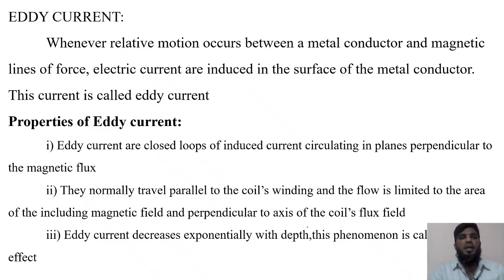Okay. So eddy current appears when there is a relative motion between the metal conductor and the magnetic lines of force. For example, if you take a metal conductor and there is a magnetic field around some permanent magnet, and you bring the electric conductor into the magnetic field and away from the magnetic field, into and away, because of that there will be generation of electric current inside the surface. This type of current is called eddy current.